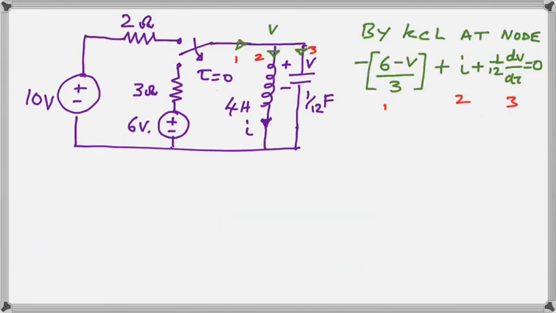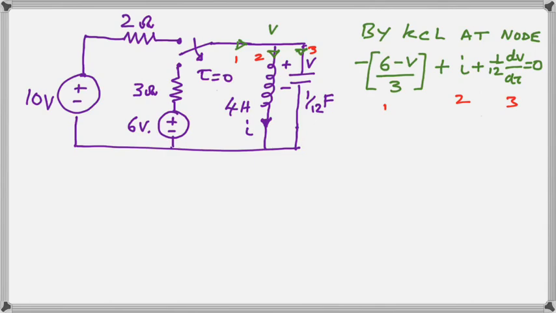So we start by writing a nodal equation at V. We use KCL at that node and we have 3 terms. We have the initial 6 volts minus V over 3. Notice that this is at t equals 0 plus. We are concerned with the new voltage and resistance after the switch has been thrown.